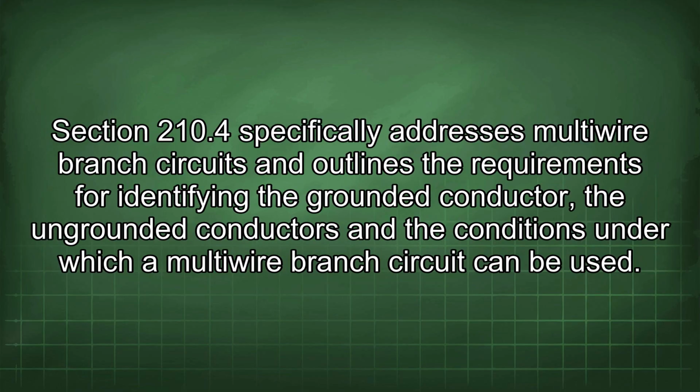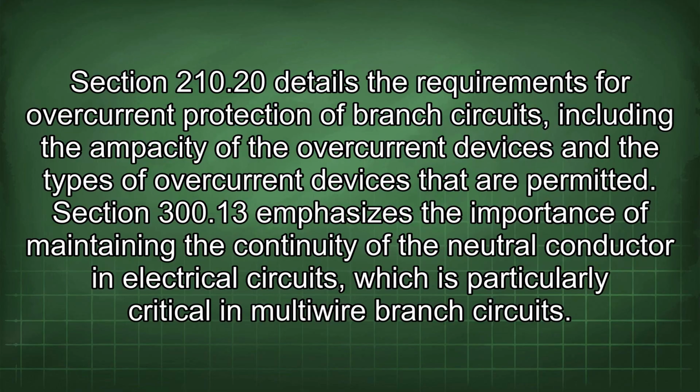Section 210.4 specifically addresses multiwire branch circuits and outlines the requirements for identifying the grounded conductor, the ungrounded conductors, and the conditions under which a multiwire branch circuit can be used. Section 210.20 details the requirements for overcurrent protection of branch circuits, including the ampacity of the overcurrent devices and the types of overcurrent devices that are permitted.